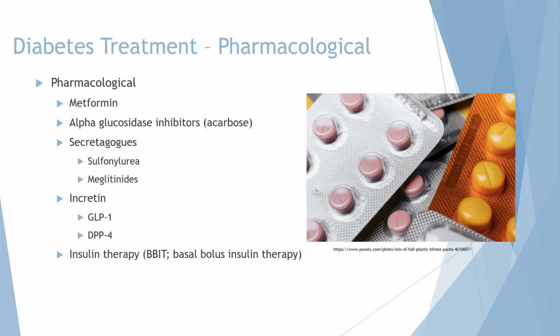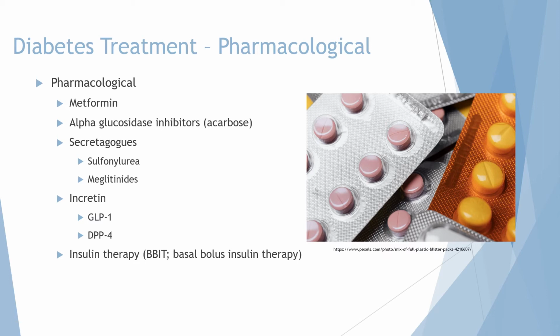Meglitinides also reduce the A1C by 1 to 1.5%. And unlike sulfonylurea, it's okay to take this with renal impairments. However, this can actually promote hypoglycemia by secreting so much insulin.